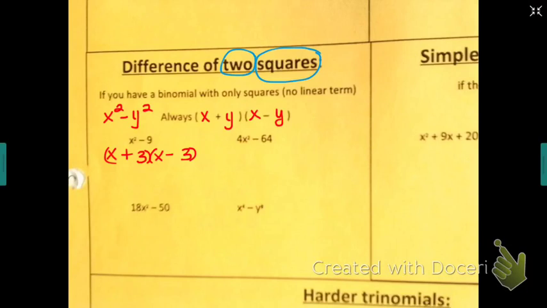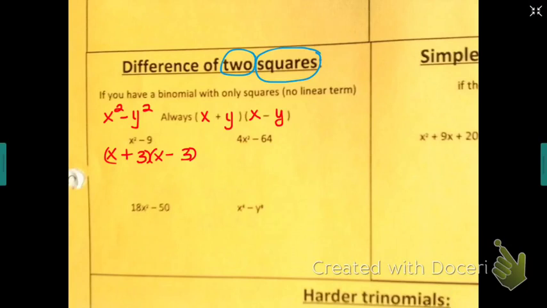Okay, let's go down to, well, we'll just keep going across. 4x squared minus 64. I will tell you that this one's just a little bit trickier. Technically, 4x squared and 64 are all squares. However, there is a greatest common factor. What number goes into both 4 and 64? 2 does, but also 4.